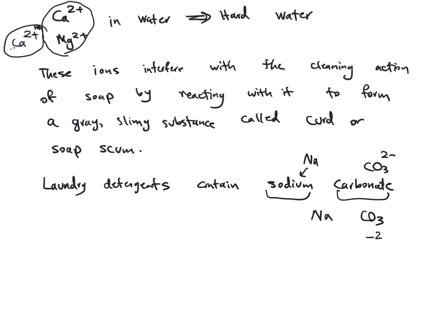Sodium has a +1 charge, so in order to be neutral, you should have 2 of them. So this is sodium carbonate, Na2CO3. Anyway, this is kind of a side note. But laundry detergents contain sodium carbonate that reacts with calcium and magnesium and makes them precipitate.